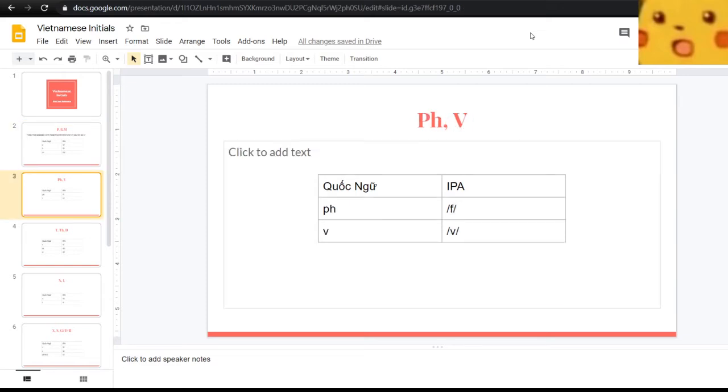Our next set of consonants that we're going to be covering are phờ and vờ. Okay, they're similar to the English F and V sounds, so you don't really have to think about this too much. Very simple. Just remember that the f sound is spelled PH in Vietnamese.